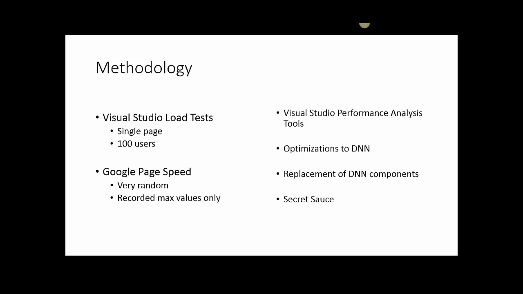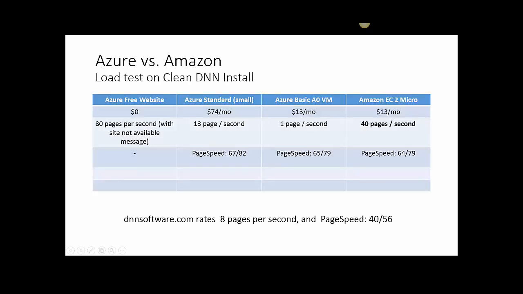Next thing that we did, a lot of performance analysis using the Visual Studio tools, and we found the bottlenecks that are in DNN code and also in our modules. And I will show you two of those optimizations that we did, and also give you a bit of perspective on how we eliminated another class of performance issues that we arrived at. We basically just replaced those DNN components instead of trying to optimize them. And of course, we have a lot of secret sauces that made all of this possible. So let's move on to the Azure versus Amazon performance.